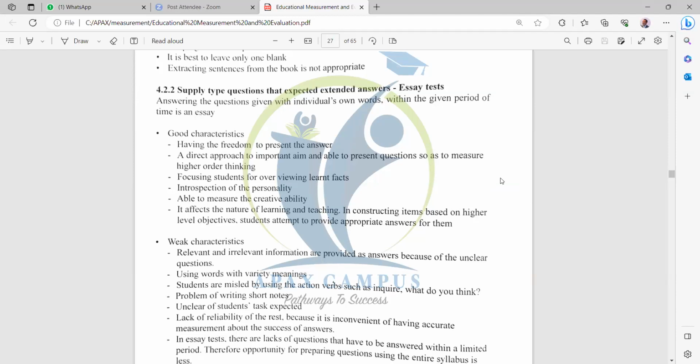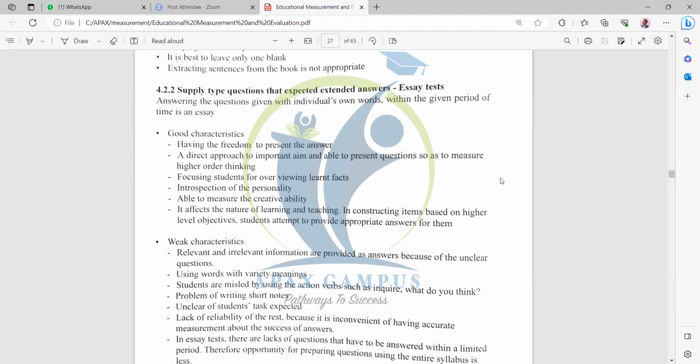Able to measure the creative ability. So that's the highest mental order according to the latest, the revised Bloom's taxonomy. Creating is the highest level, the highest cognitive ability. So we can measure that highest cognitive ability also, if we have a good plan here.